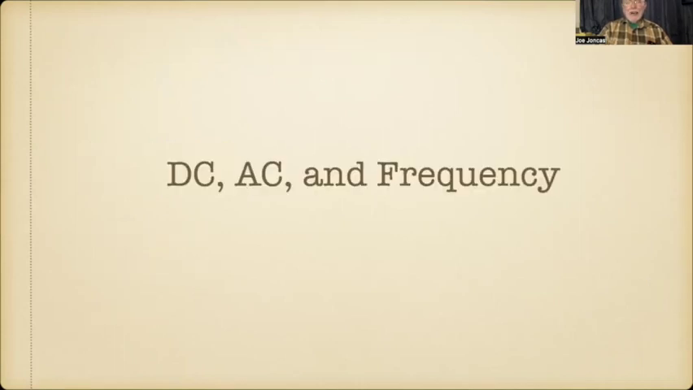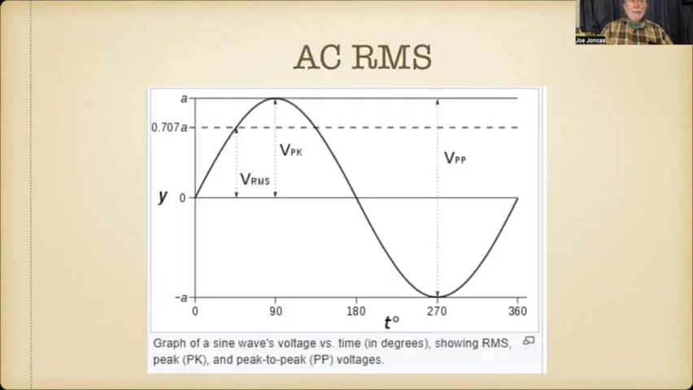So let's talk about DC, AC, and frequency. Now, this is a sine wave. If you look here, you can see it starts out at 0 volts. And this is like my oscilloscope screen. Across here is time, and up and down here is voltage. This is 0 volts. This is plus voltage, and this is minus voltage. So we start out and we go up, and then we come down, and then we go down, and we come back up again. That's AC.